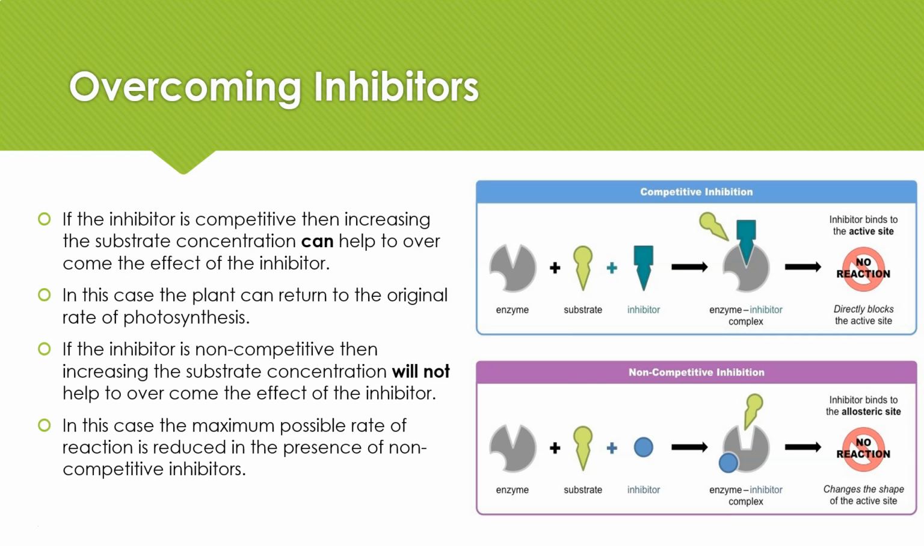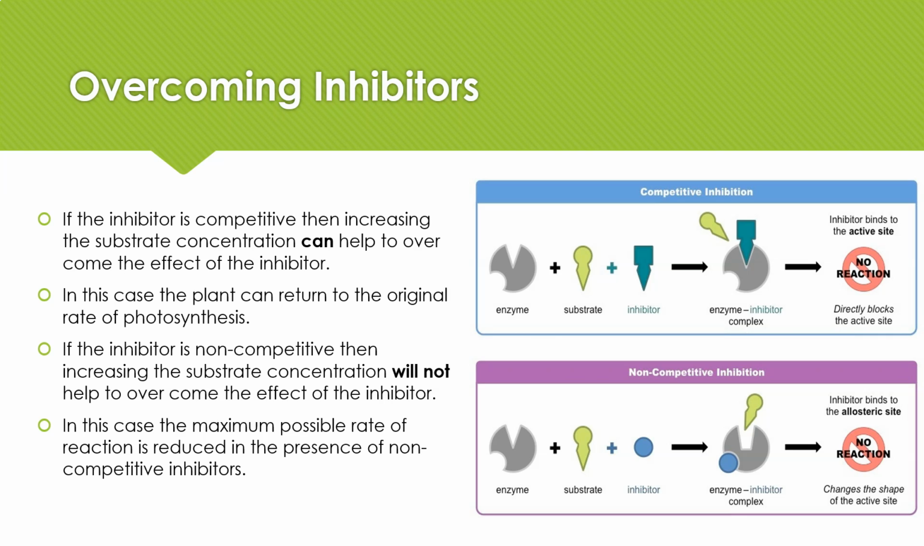So what that means is, yes, if you have a competitive inhibitor, then it will reduce the rate of the reaction, in this case photosynthesis. But if I increase the amount of the original substrate that I want to bind there, it might be able to compete with that inhibitor, kick it out, and I can get the rate of photosynthesis back to its original level. Now, on the other hand, if it is a non-competitive inhibitor, you can't really do anything.